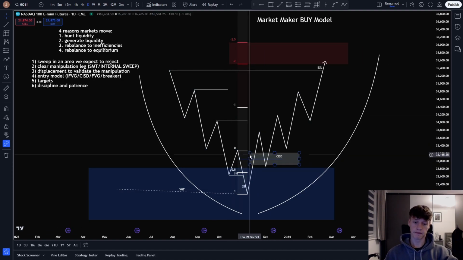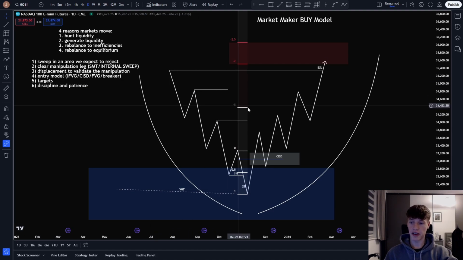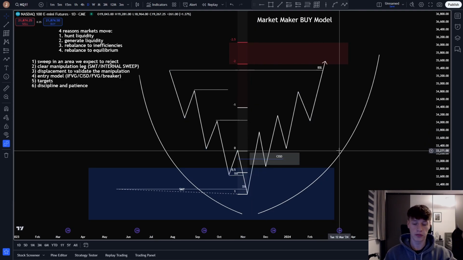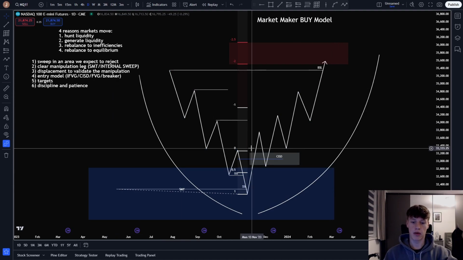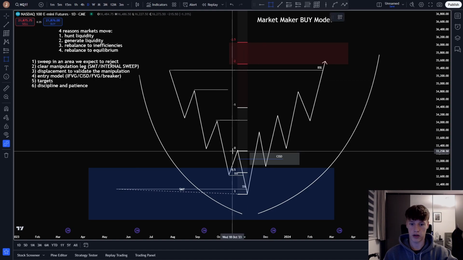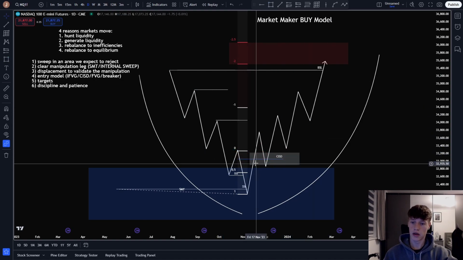So obviously, your entry model can vary, but personally, a pullback to the change in the state is enough for me. But obviously, you can pair it with an inverse fair value gap, a fair value gap, or a breaker block if you really so please. Like right here, here's a breaker block right there.